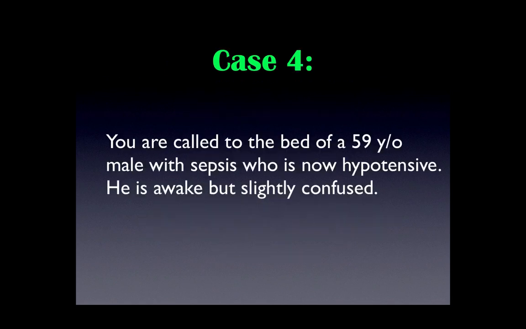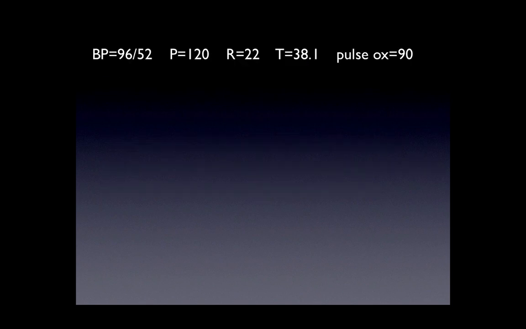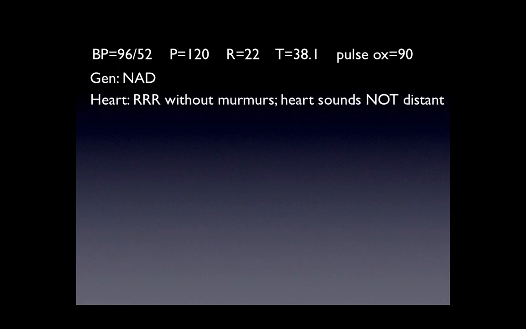In case number 4, you're called to the bed of a 59-year-old with sepsis who is now hypotensive. He's awake but slightly confused. His blood pressure is 96/52, pulse 120, respirations 22. He is febrile at 38.1, and his pulse oximeter is at 90%. His general appearance is that of a patient in no acute distress, but slightly confused.